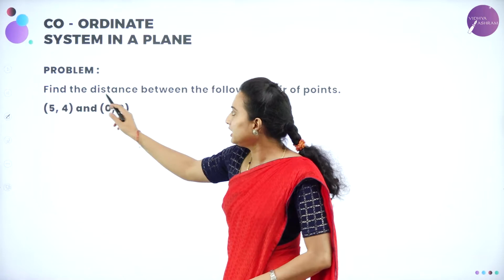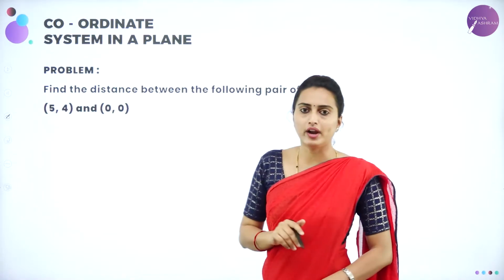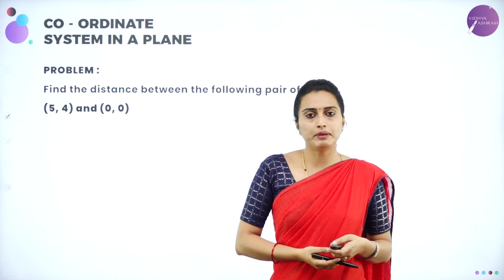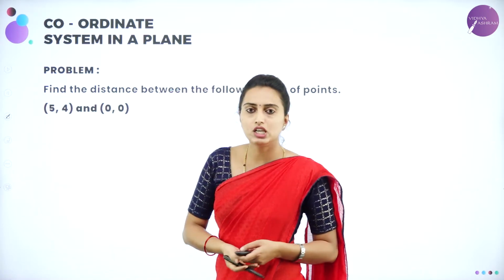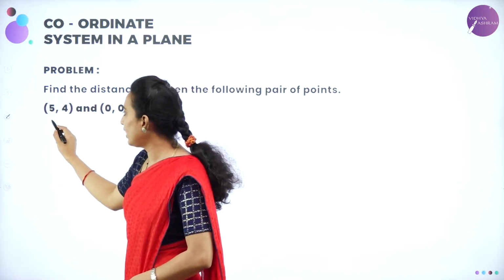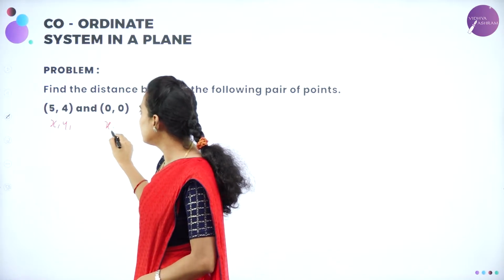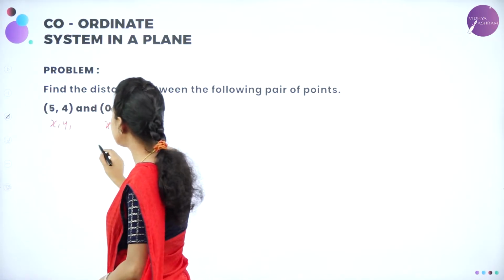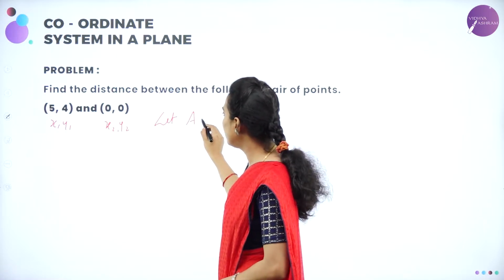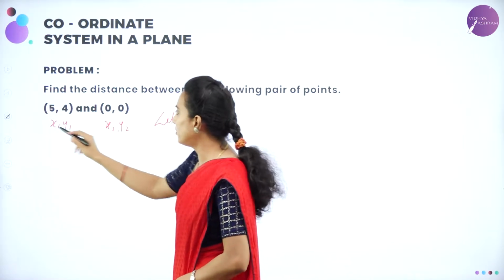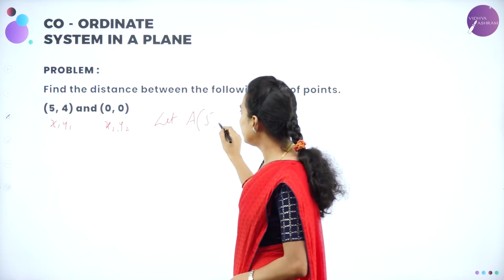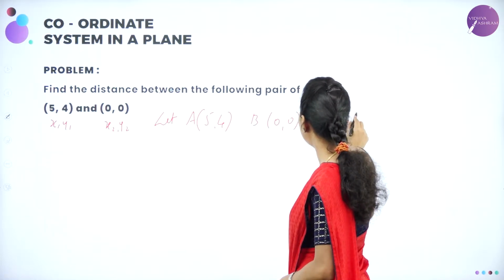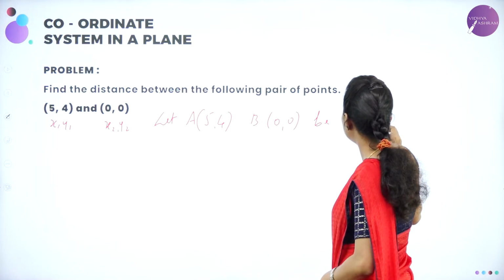What they have given: find the distance between the following pair of points. Obviously, a pair of points should be given to find the distance, otherwise it can be given from the origin. So here 5, 4 and 0, 0. Here I am going to take 5, 4 as x1, y1 and this is x2, y2. Okay, let A of 5, 4 and B of 0, 0 be the points.